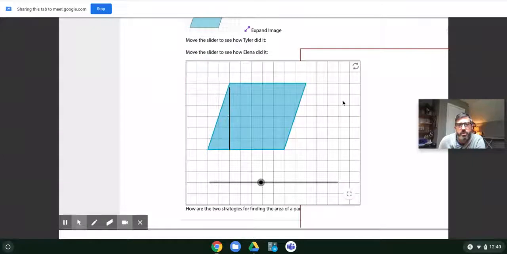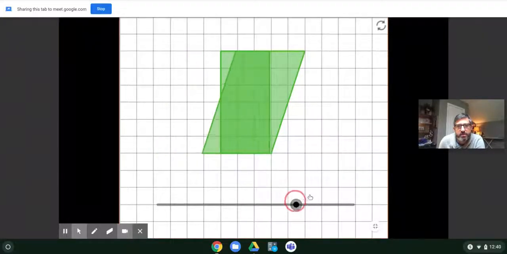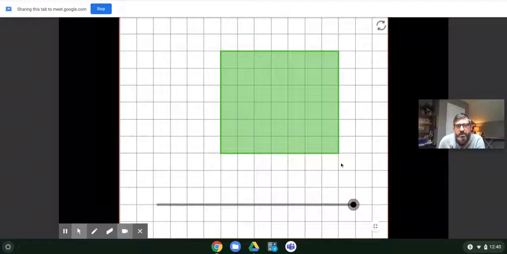So this is the one that Tyler did. And you'll see, let me go back. We've got the base down here at the bottom. He chose this bottom segment as the base. And then he cut the trapezoid out. And we can see the trapezoid right here. But then he moved the trapezoid or rearranged it so we could make a rectangle.